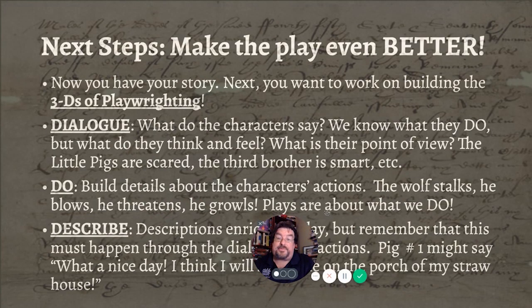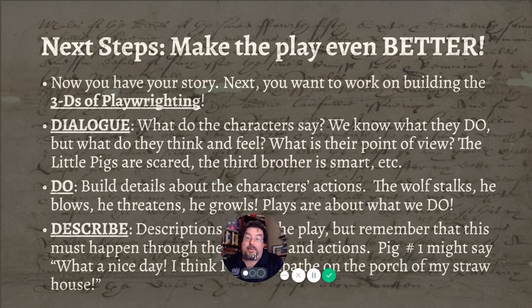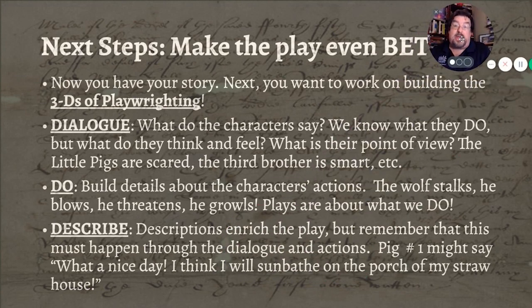Now, the next steps are making the play even better. How can we make the play better? We call it the 3 Ds of playwriting. Dialogue, of course. So once you've made your 7 points, go back and come up with at least 3 lines of dialogue per point. So you should have at least 21 lines in the play.